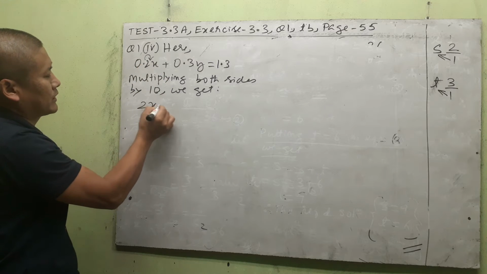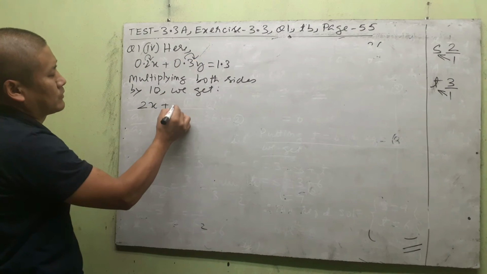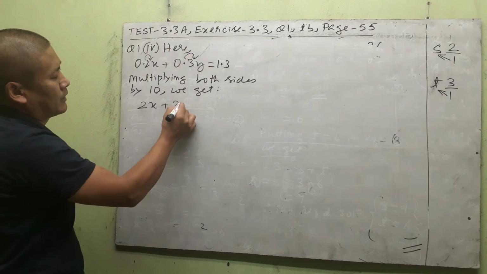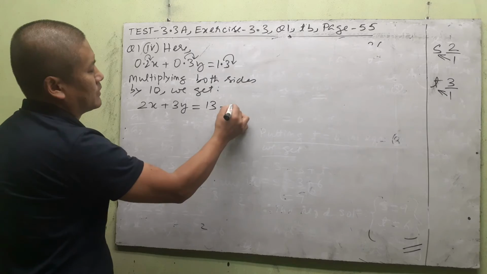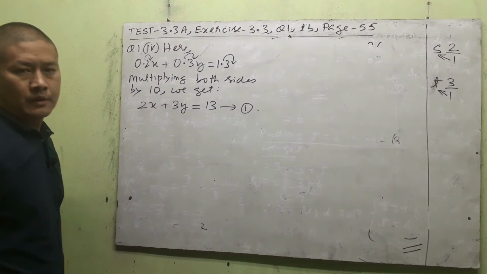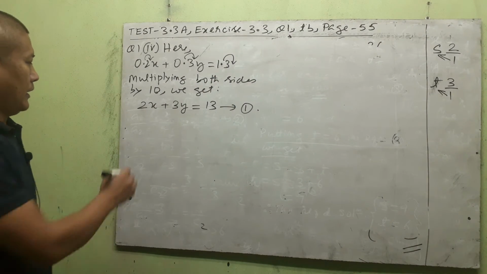So when we multiply 10 to this decimal, we'll move 1 place to the right because of 1 zero, so it becomes 2x. Move 1 place to the right, so 3 here, no more decimal, and 1 place to the right means no more decimal, 13.